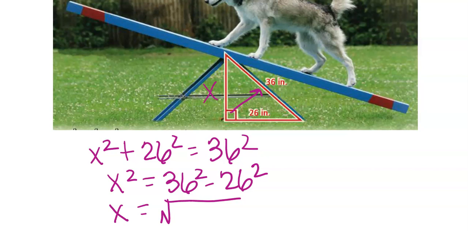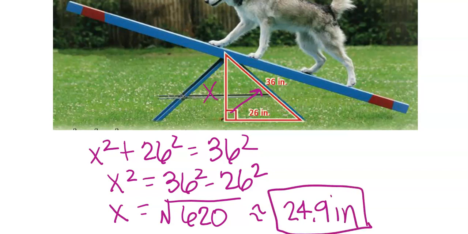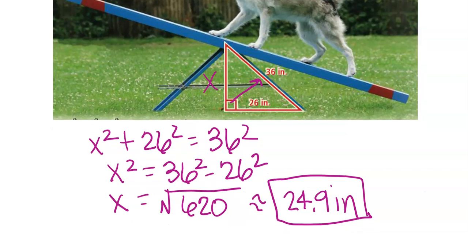And if you know at the end that you're taking the square root, just write it. So 36 squared minus 26 squared is 620. And if we take the root of that, 24.9. Now, when you're done, does that make sense? If the longest side is 36 and the other two sides are shorter than that, it does make sense. Okay, so it must be just about 25 inches off the ground.